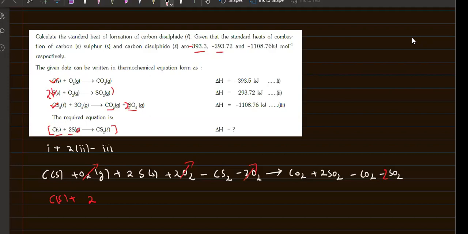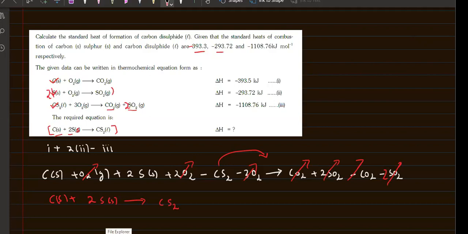2S, solid. Now this SO2 is negative, so it will go this side. Okay. Now this CO2 and this CO2 will get cancelled. Yes or no? And this SO2 and this SO2 will also get cancelled. So it will give you CS2. Got it, everyone? Tell me. Yes or no? Right?